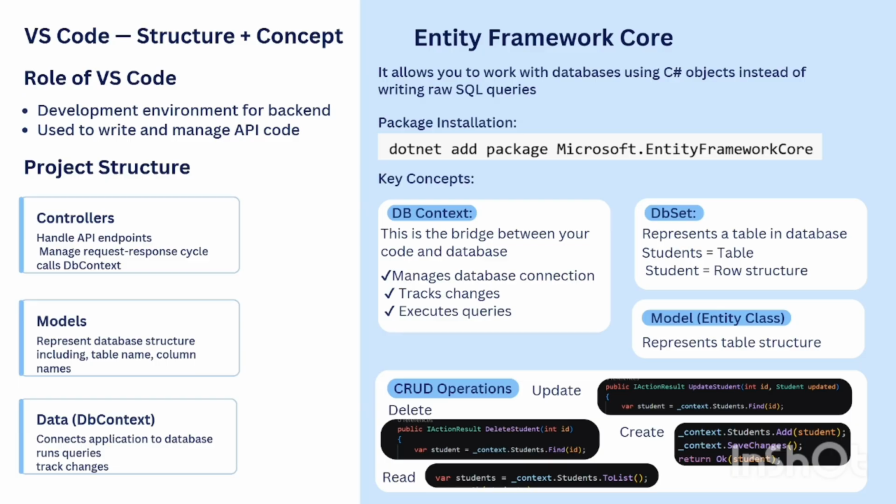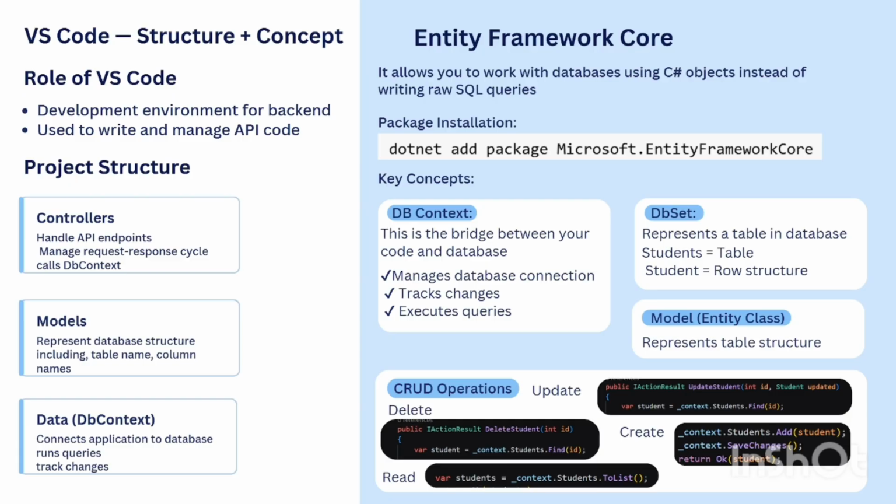So basically, EF Core automatically converts this C# code into SQL and executes it in the database. So we can think of EF Core as a translator. We first write the code in C#, then it translates everything into SQL queries for the database. This makes development much faster, cleaner, and easier to maintain.